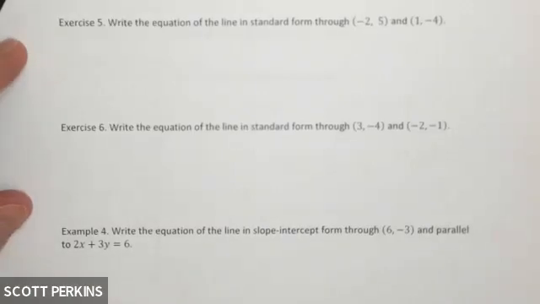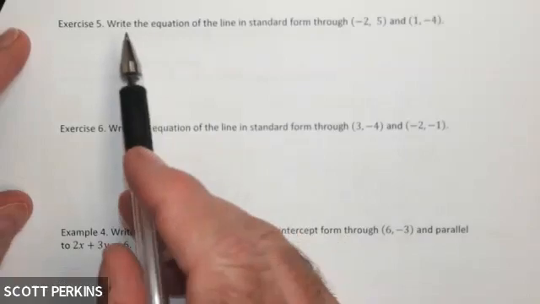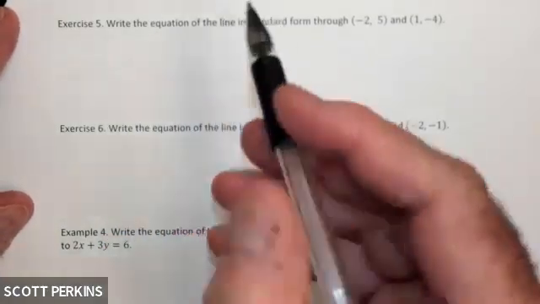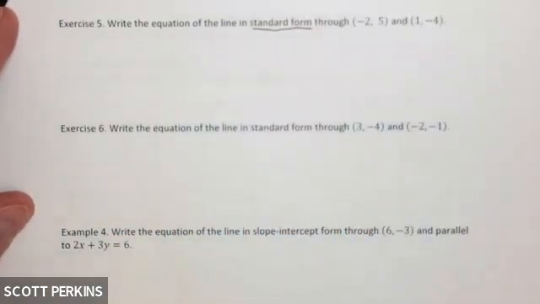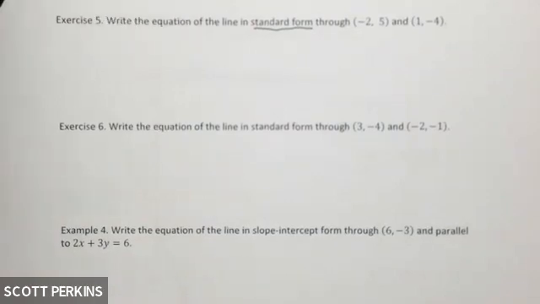I'm going to get started because we got a couple steps here. Again, we're asked to write the equation of the line in standard form through these 2 points. To use the point slope form, I need a point, which I have, and I need a slope, which I don't have, but I can find. So step 1 is I have to find that slope.